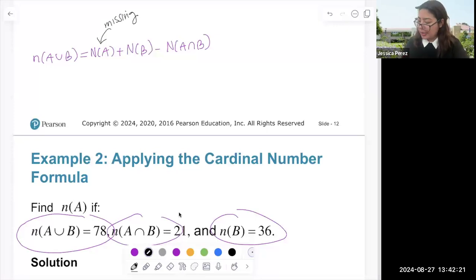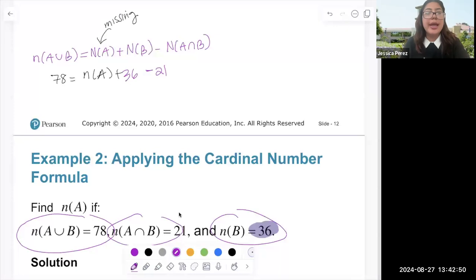So we're going to go ahead and substitute n(A or B). The cardinality is 78. The cardinality of the OR is equal to, do we know n(A)? We don't. So that's n(A) plus n(B). We do know n(B). The n(B) is right here, 36. So plus 36 minus 21.